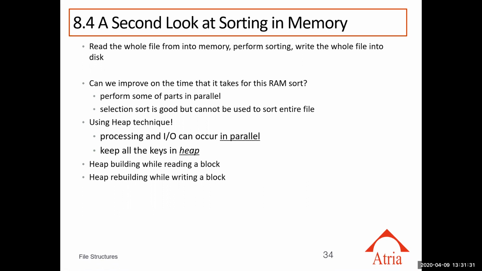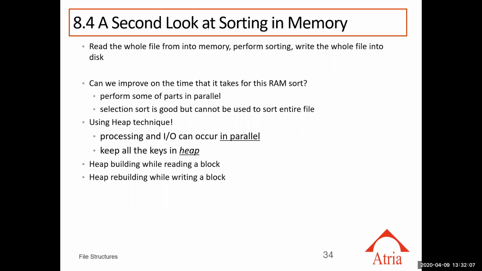Normally we will read the whole file from disk into memory, perform sorting, and write the whole file back to disk. That is the normal process we used to do. We have our data in a file, we read it and bring it into the primary memory, do whatever sorting we have to do in the primary memory, and once the file is sorted we write it back to the secondary memory. That is the normal process.